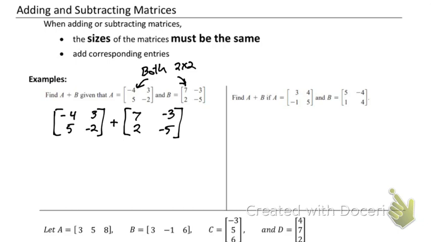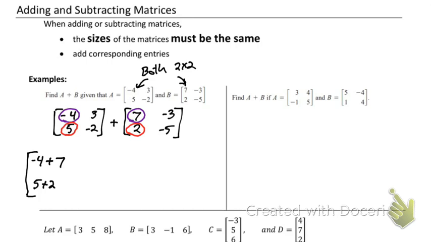So if we look at that -4 right here, we're going to add that to that 7, top left to top left. So our new matrix is going to look something like this. I'm going to go -4 plus 7. Then I'm going to look at that 5. That 5 I'm going to add to the 2. So in that bottom left, I'm going to have 5 plus 2.